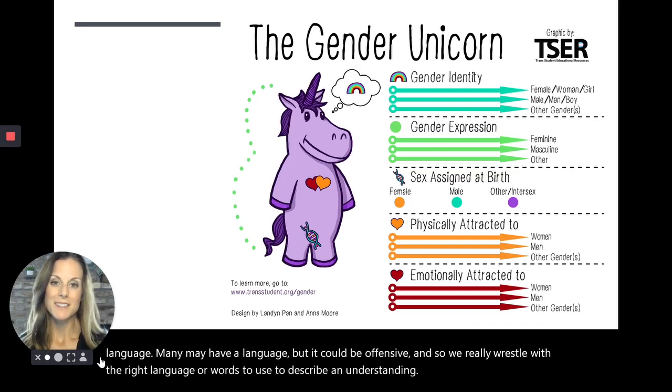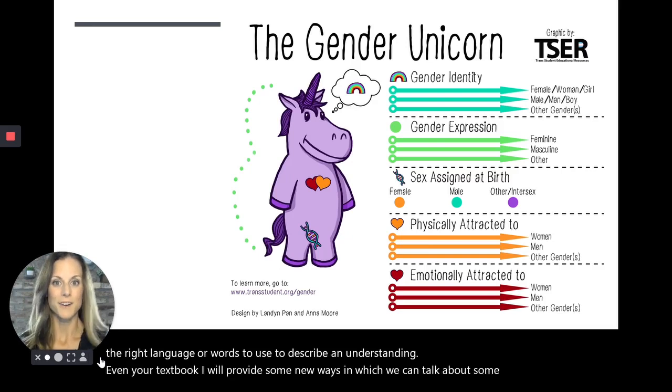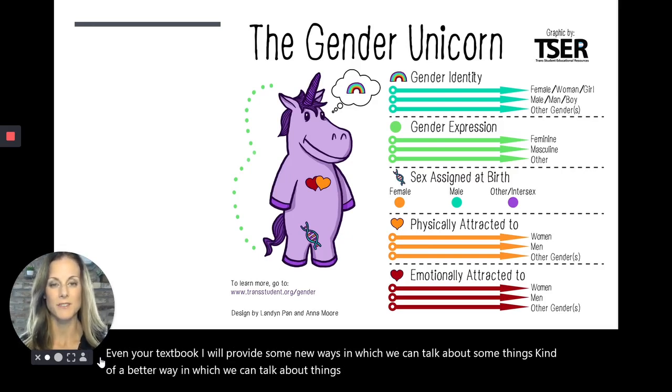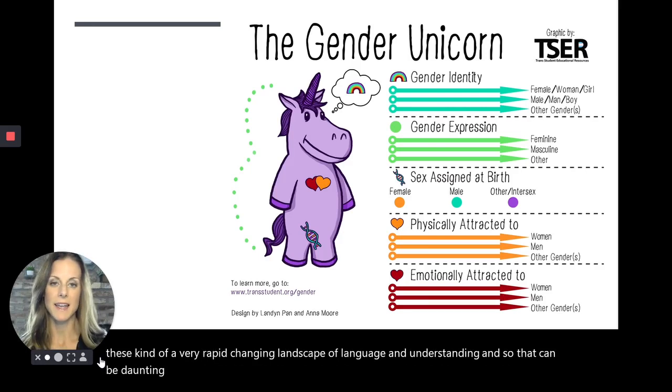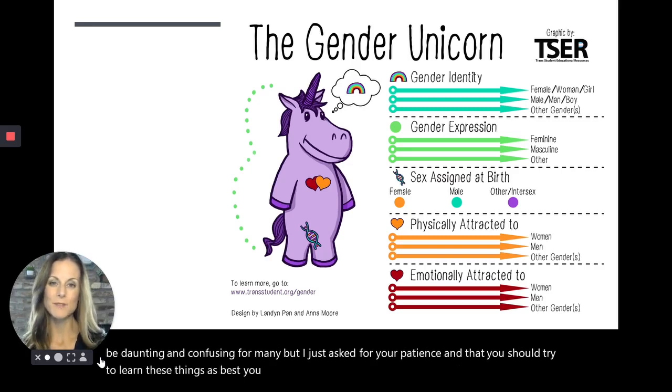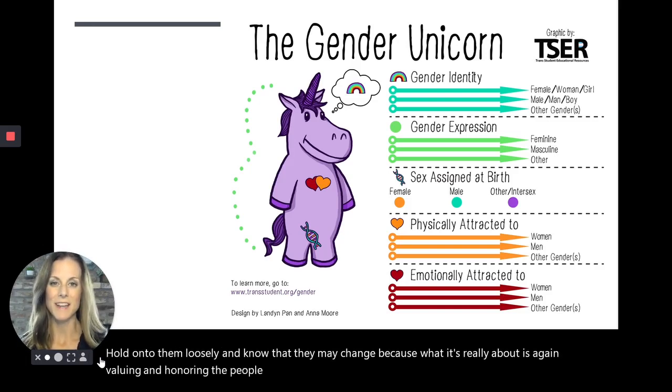Even for your textbook, I will provide some new ways in which we can talk about some things, a better way in which we can talk about things than what your textbook provides. So there is a very rapidly changing landscape of language and understanding. And so that can be daunting and confusing for many. But I just ask for your patience, and that you should try to learn these things as best you can, hold on to them loosely, and know that they may change, because what it's really about is, again, valuing and honoring the people who have these various identities and being able to refer to them as they choose to be referred by.